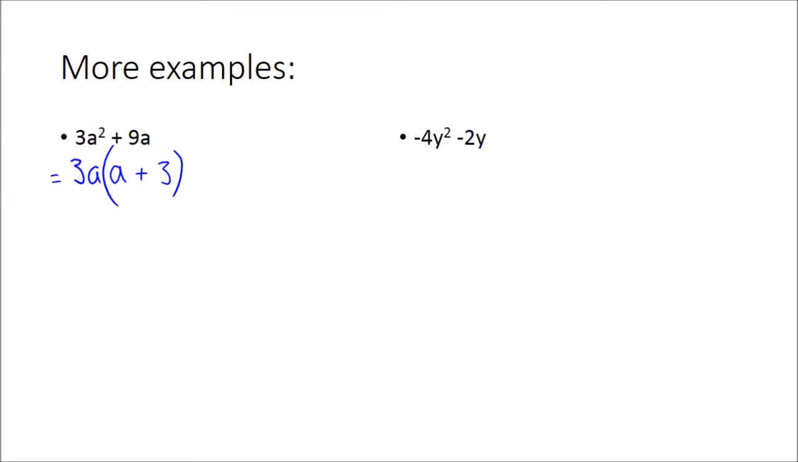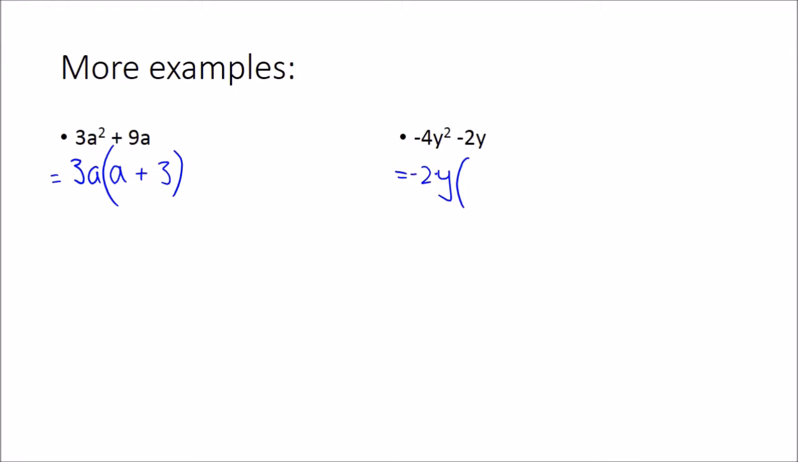Okay, moving on to the second one. Now again, pause this if you'd like to have a go yourself. So when I look at this, there are a couple of things I can see. Both of the terms contain y. Both of them start with a negative sign, so I can write a negative sign there. Now both of these are divisible by 2, so I can put 2 as a factor.